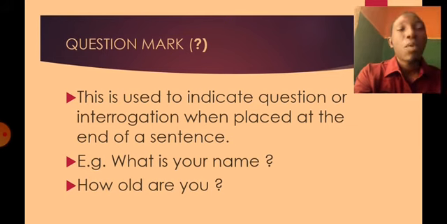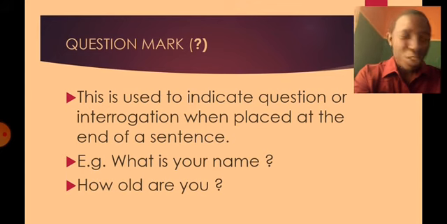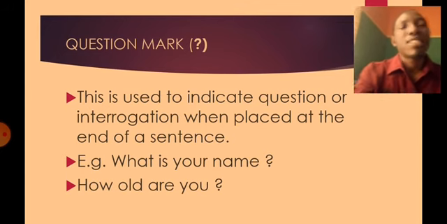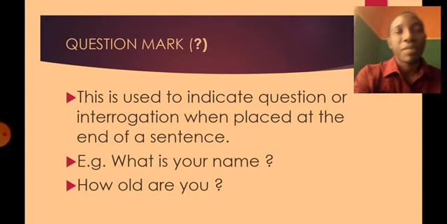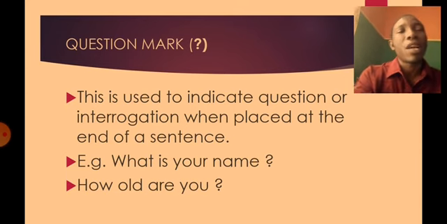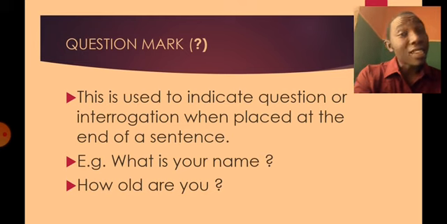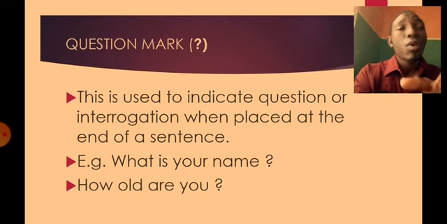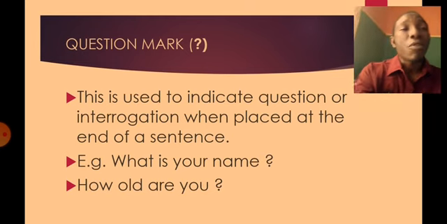Question mark. With the name question mark, we should be able to guess what it does or the function. This is used to indicate a question or interrogation when placed at the end of a sentence. When you find that sign, as you can see it in the video, at the end of any sentence, know that that sentence is a question or an interrogation.